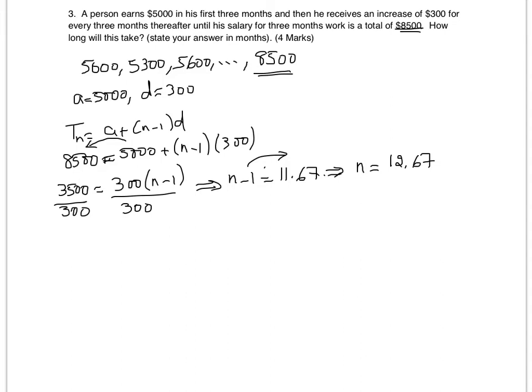But 12.67 is not 12.67 months. It's 12.67 three-month periods. So if I want to state my answer in months, I have to multiply 12.67 by 3. And this one is going to give me 38 months. So this means that after 38 months, the initial earning of 5,000 becomes 8,500.